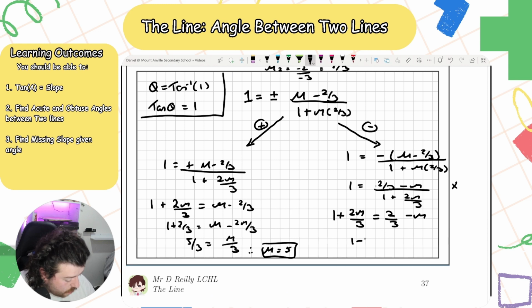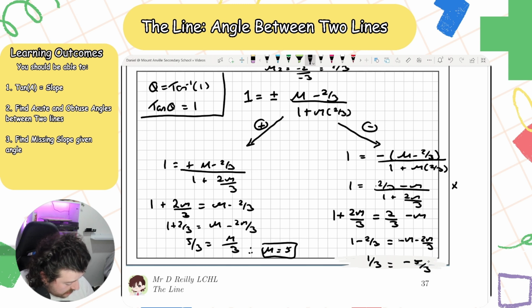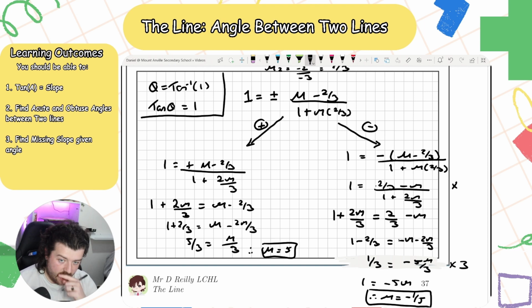I'm going to get 1 minus 2/3 equals minus m minus 2m over 3. That is going to be 1/3 is equal to, this is going to be minus 5 over 3, so minus 5m over 3. Multiply across by 3. I'm going to get 1 is equal to minus 5m. m is going to be equal to minus 1/5.